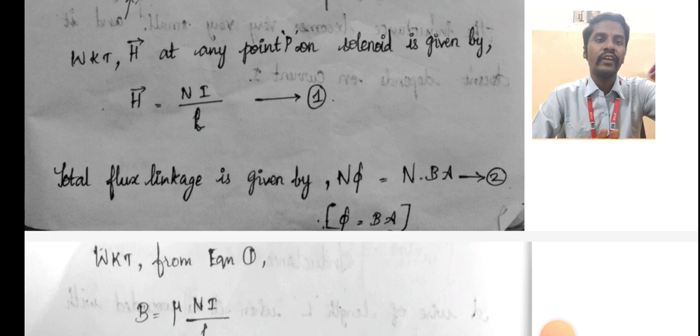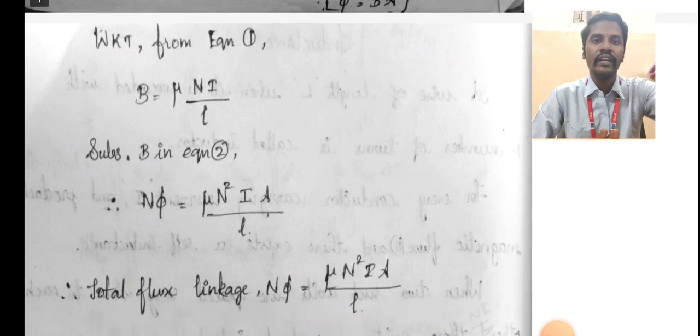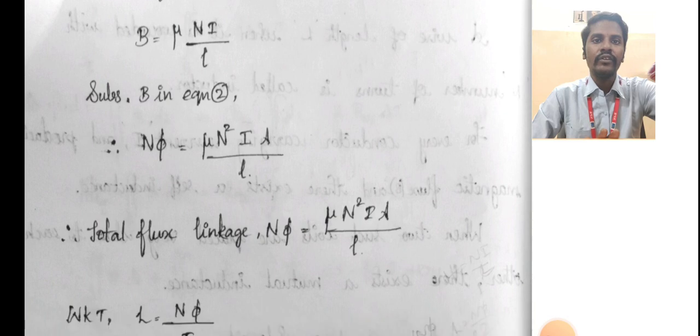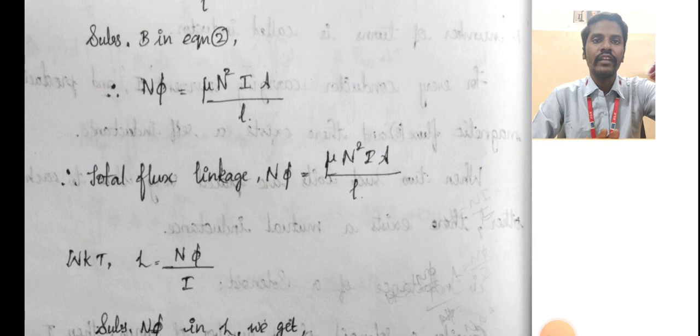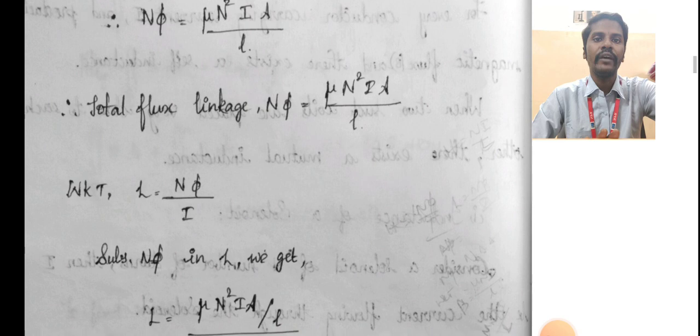Instead of phi, we can write phi is equal to B into A, where B is the magnetic flux density and A is the area of cross section. From equation 1, it is clear that B is equal to mu NI by L. Now we substitute the value of B in equation 2, and therefore N phi is equal to mu N into N, which becomes N square IA divided by L. The total flux linkage is N phi is equal to mu N square IA by L.